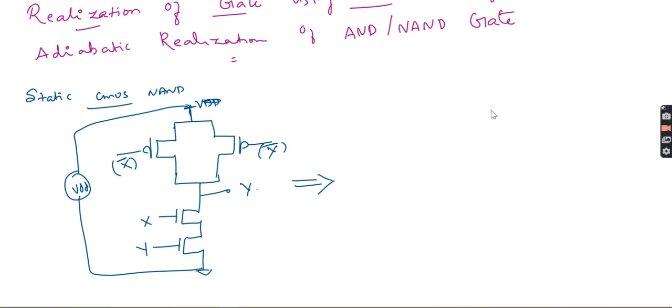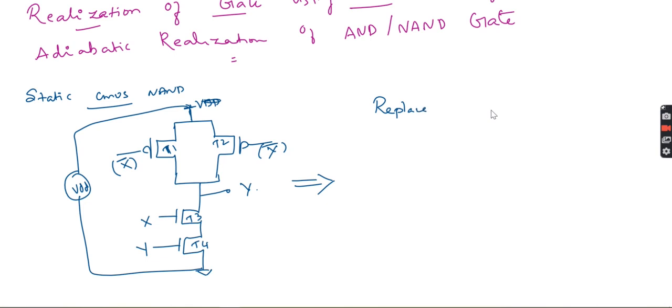So now what we need to do is convert this to an adiabatic logic circuit. First, as we mentioned, we need to replace the pull-up network and the pull-down network with transmission gates. Do you remember how many transmission gates are required here in total? Here we have T1, T2, T3, then T4.